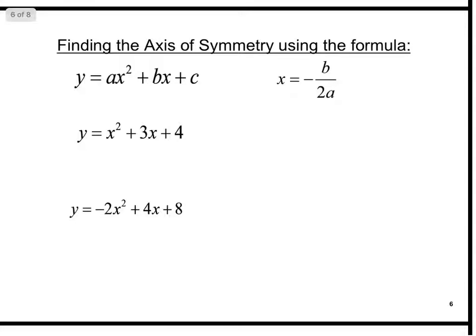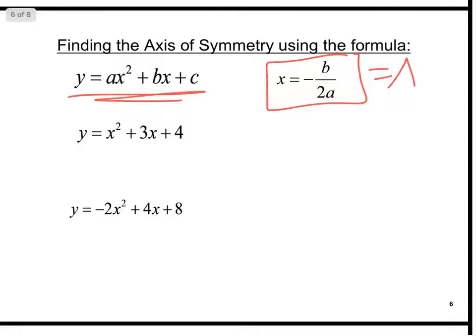Okay. Now, we don't always work with graphs. Sometimes we are only given an equation. That being said, if you're given an equation, you could graph it to find the axis of symmetry. But if you prefer working with the numbers, we do have a formula that can tell you the axis of symmetry as well. So if we're in standard form, y equals ax squared plus bx plus c, we can simply use this formula, x equals the opposite of b, or negative b, divided by 2a. And that will give us our axis of symmetry.